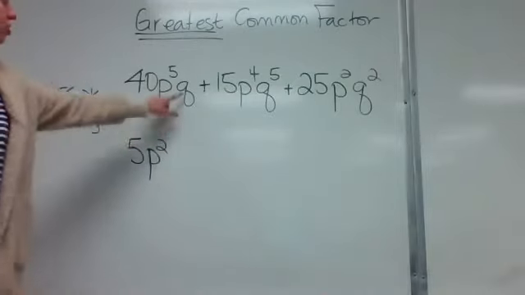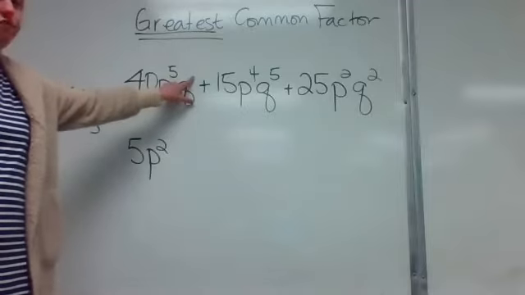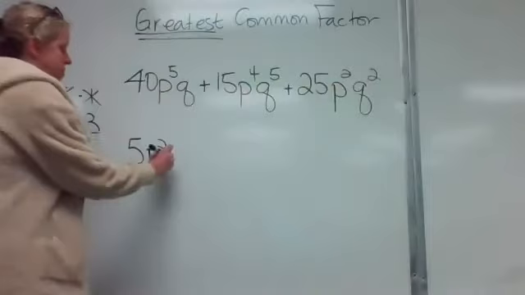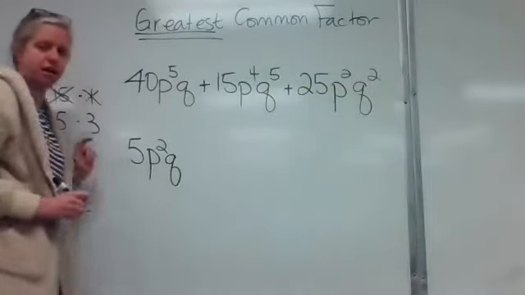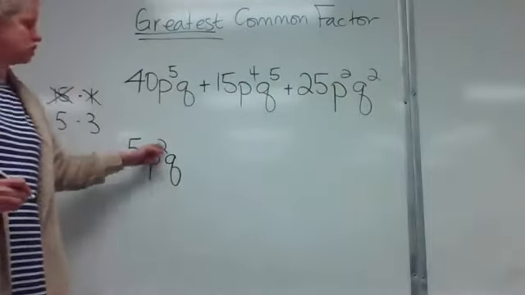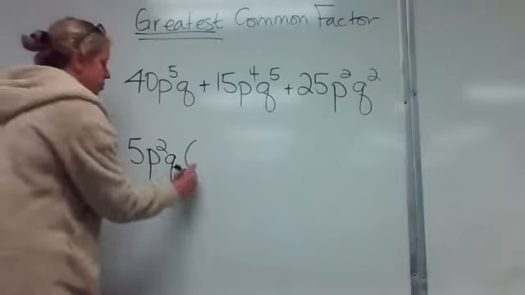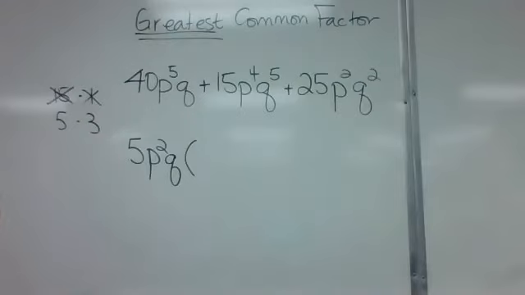And do the same thing with your q's. Q to the 1st, q to the 5th, and q squared. So the smallest exponent is just that q. So I'm going to pull out a 5p squared q. Put in parentheses what's left.